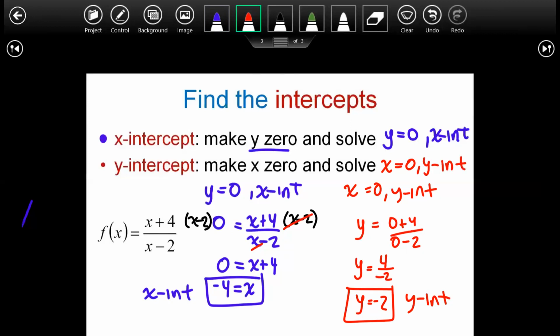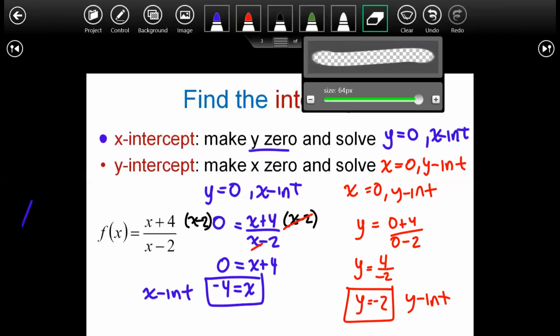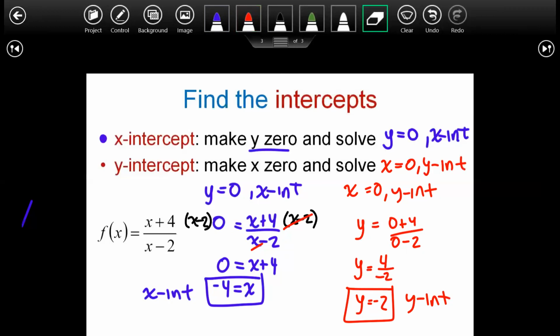There are some cases in which they might not intersect, depending on the type of function we have. I'm going to erase this so we can do another problem.